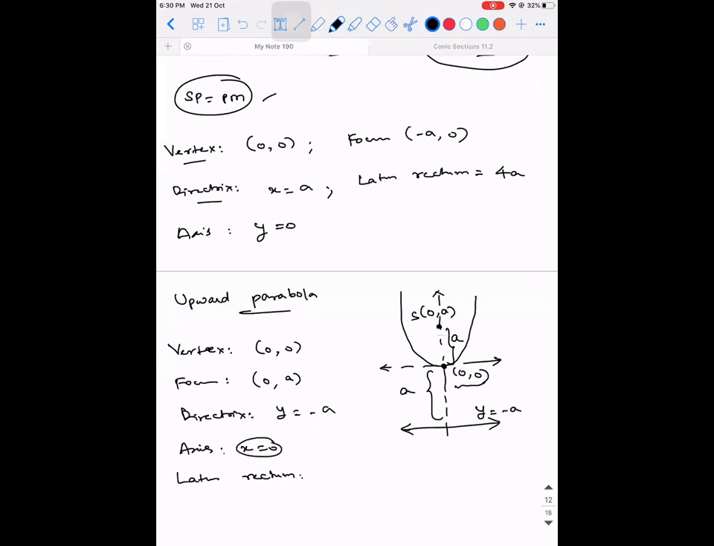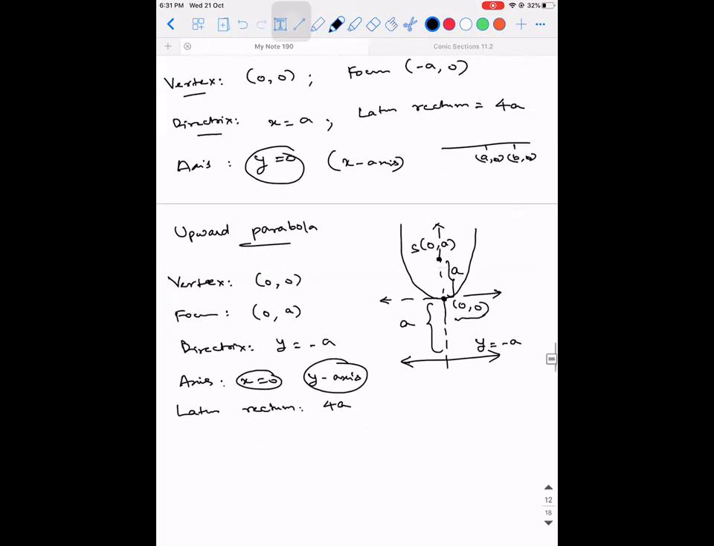X equal to 0 means y-axis. Don't look at it like a number. Y is equal to 0 means x-axis. Because on the x-axis, if you take any point a comma 0, b comma 0, any point will have the y-coordinate be 0. That is the meaning of y is equal to 0. So latus rectum here also is 4a. Same logic.